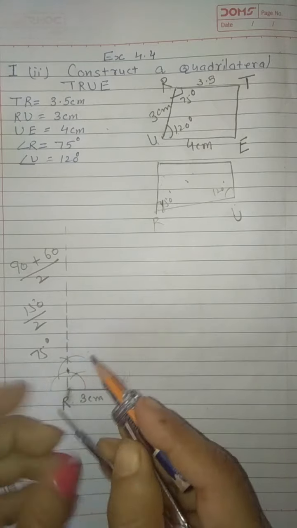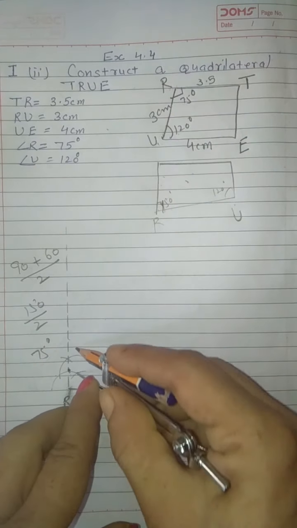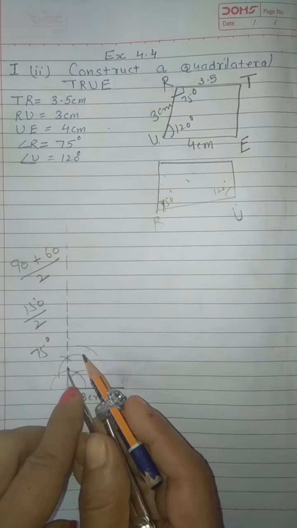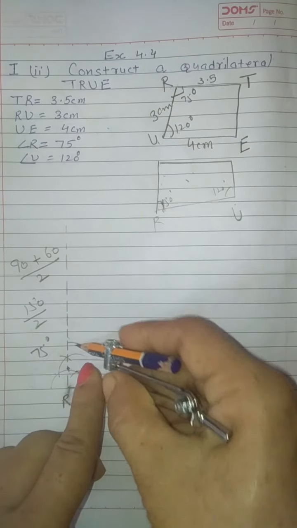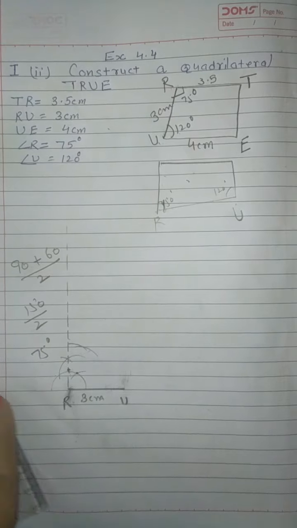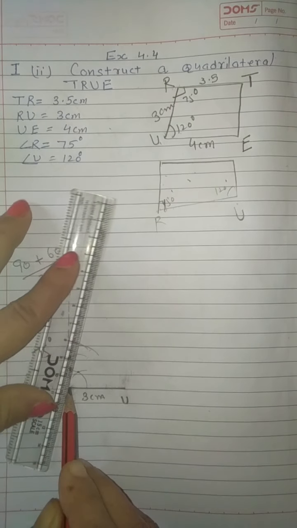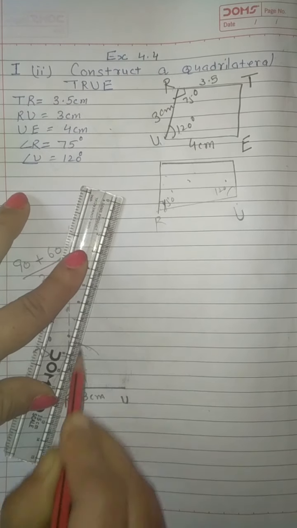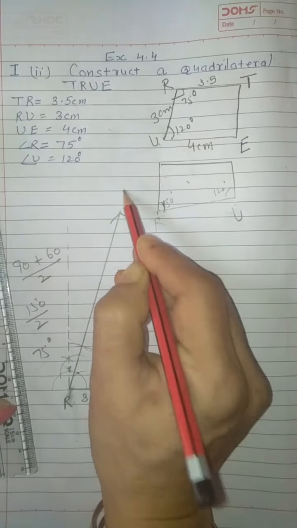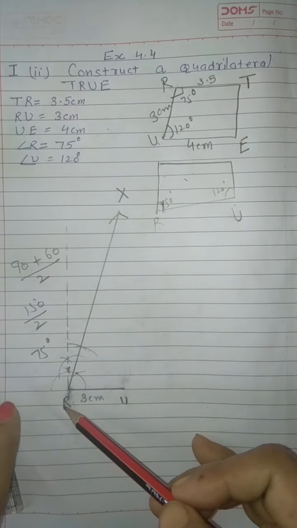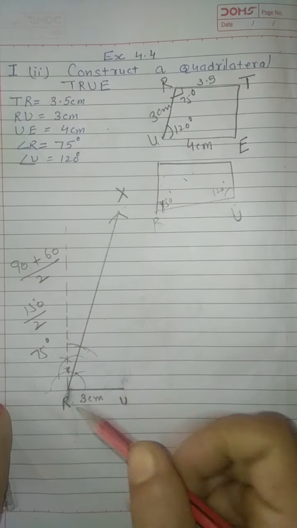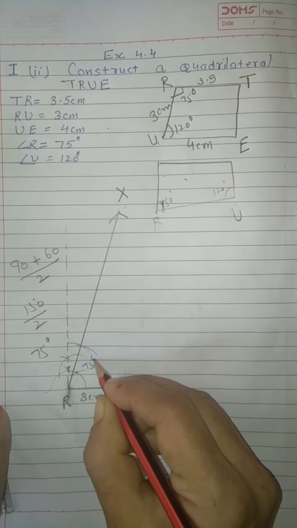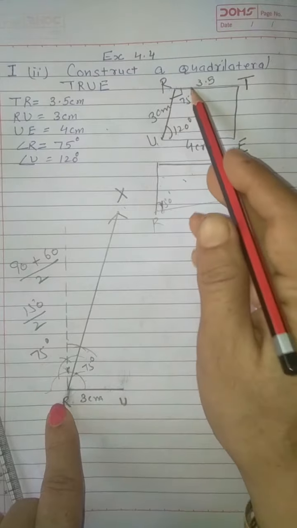So put the compass here and open any radius, 60, then 90. Not clear, now it's clear. Both the arcs intersect, and draw a ray, name it X. This is ray X. You make here angle XRU 75 degree. At R you make angle 75.